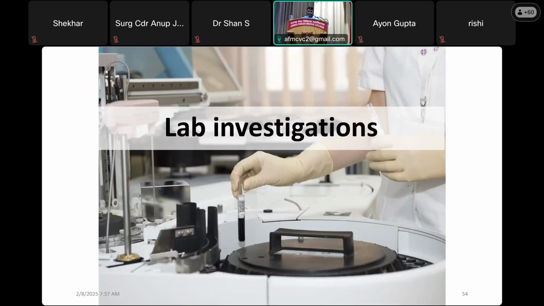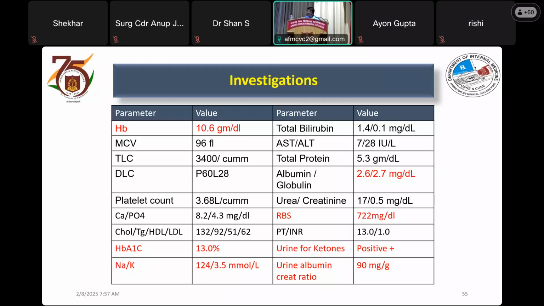Coming to the lab investigations, sir, we have anemia, and urine for ketone is also positive, and RBS also indicates diabetes, sir. So any electrolyte abnormality? Sir, albumin globulin ratio is reversed, and sodium is also reduced, sir. Yes. And HbA1c? HbA1c is high, sir, more than 6.5.